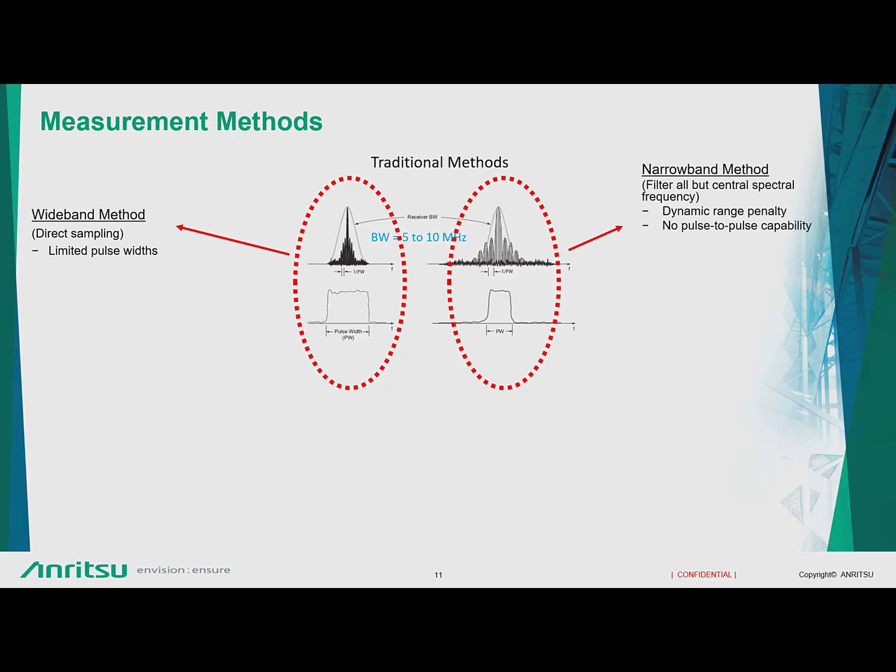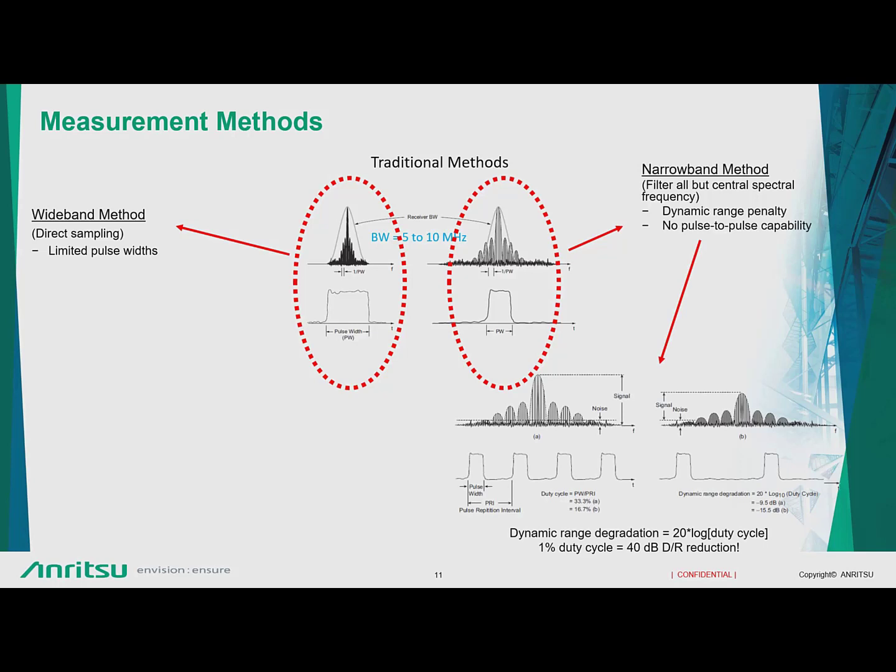And this is an explanation of what happens when you filter out all the spectrum content of a narrow pulse. Since in a pulse the power is distributed, when you take out everything, the entire power content goes for a toss, and the signal to noise ratio becomes lower. You ought to have a dynamic range reduction of the order of, if there is a 1% duty cycle, 40 dB. So there are a lot of things that you cannot do with this narrowband method.